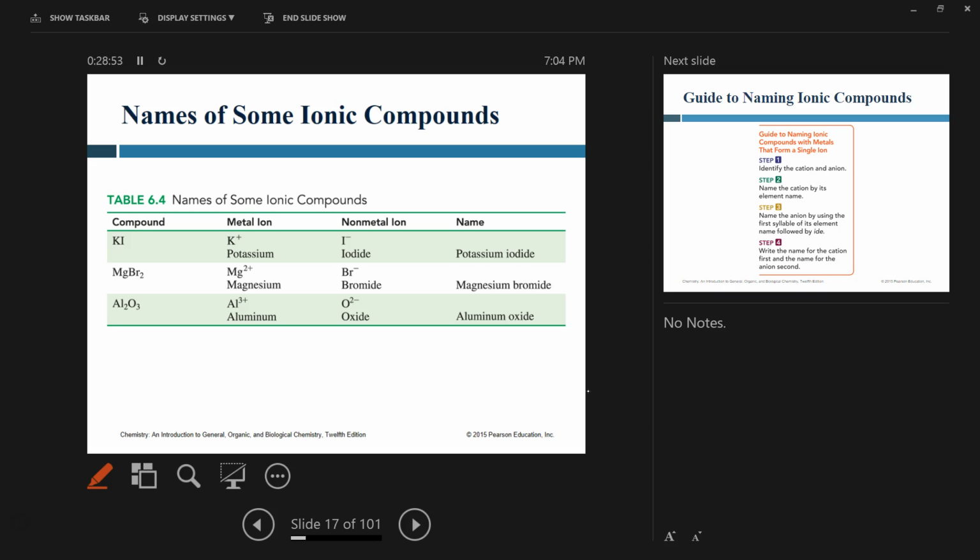Nitride, phosphide, oxide, sulfide, fluoride, chloride, bromide, iodide. That's 8. 2 from the 5th, 2 from the 6th, and 4 from the 7th. Those are the ones that you need to know.